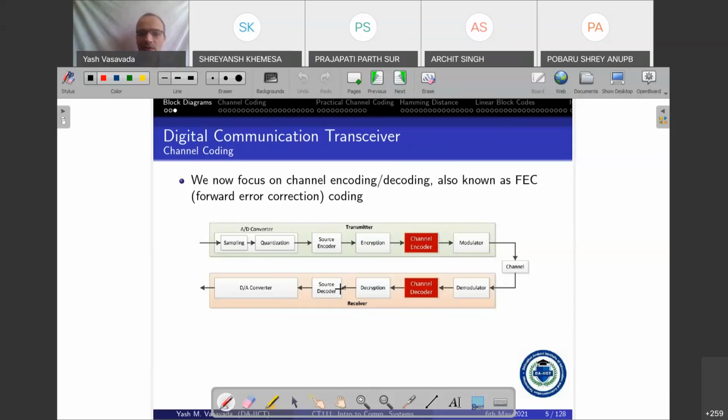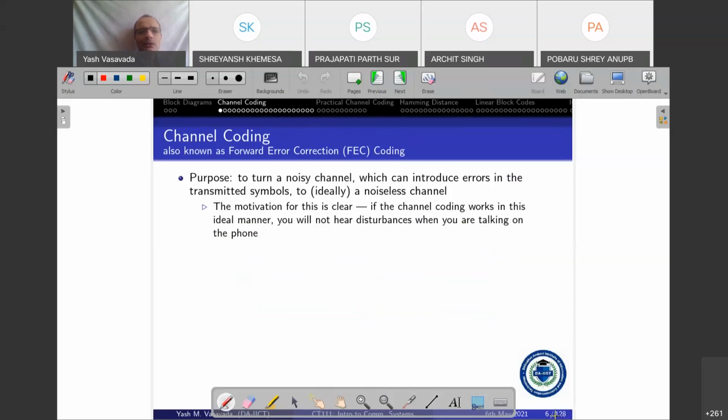So this is the topic that we are going to study. We will see that unlike source coding, we will probably spend a little more time, okay? This is about 128 slides. So I don't think we can finish this topic of channel coding in just a few lectures. Maybe we will take at least 5 or 6 lectures. Okay, so let us begin.